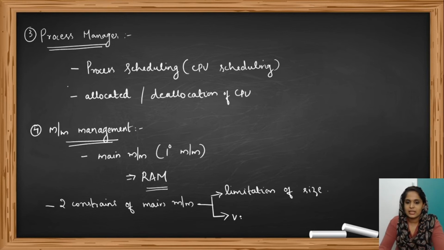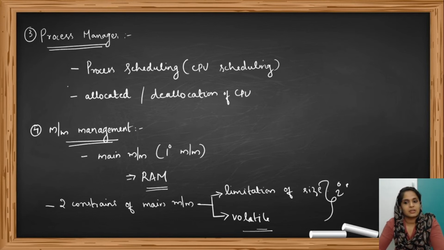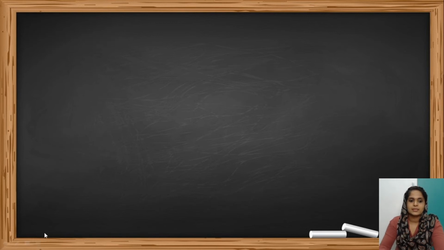And the second constraint is that the main memory is volatile. Volatile means it will lose its contents, or its data, when the power supply is turned off or when there occurs a power failure. All the data inside the main memory will be erased. So we cannot store the data permanently inside the main memory. So due to these two limitations, we need another memory, and that's our secondary memory. In that case, the operating system should take care of the secondary memory also. And that's the fifth functionality of the operating system, that is storage management.